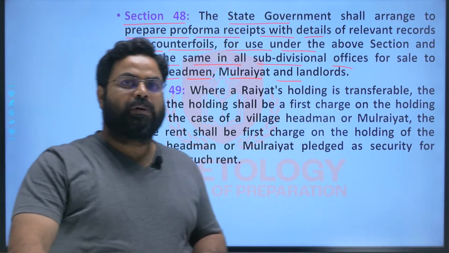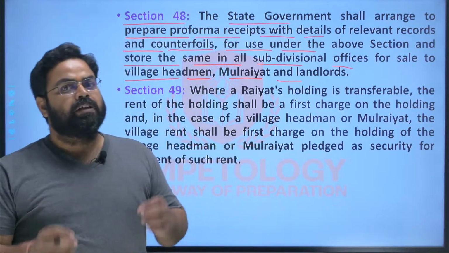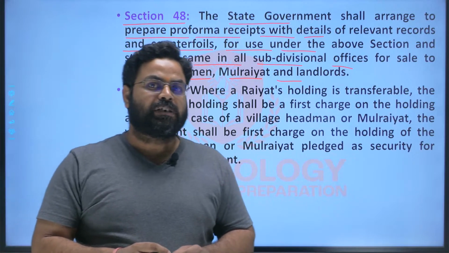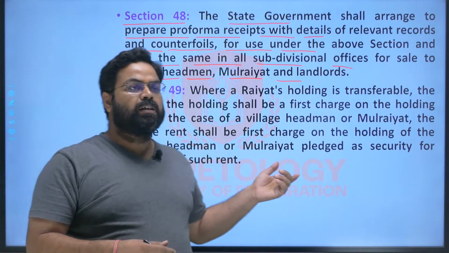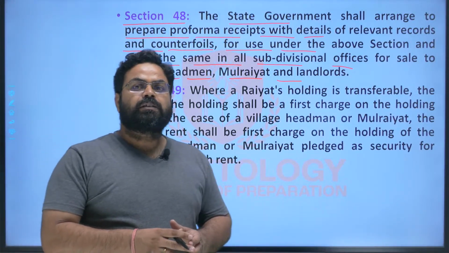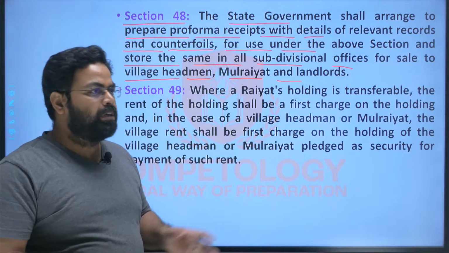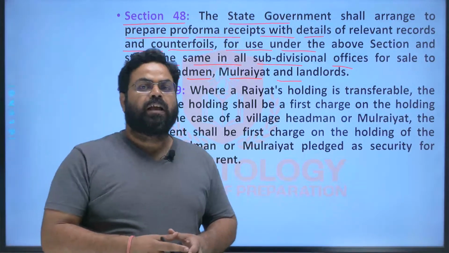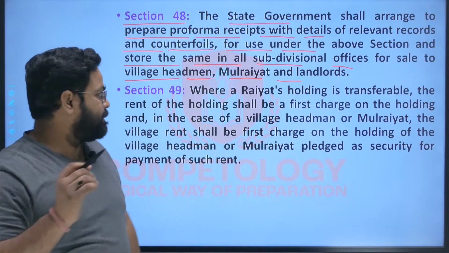So the proforma, the receipt, the printed form, will be provided by the state government. This will be developed by the state government, and thereafter it will be stored with the subdivisional officers or the local offices, from where the village headman, landlord, or the Mool Rayyat, as the case may be, can purchase these receipts, and they will go on to issue the receipts after receiving the land rent.